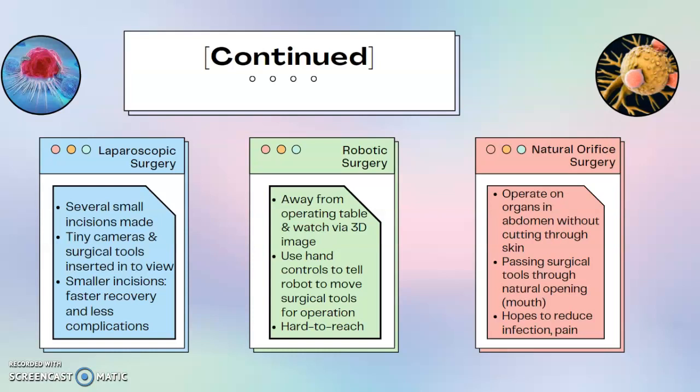And last but not least, natural orifice surgery, a treatment still being experimented on, is utilized to operate on organs in the abdominal area without cutting into the skin by passing surgical tools down a natural opening like the mouth. An example of this would be a surgeon passing tools down the patient's throat to the stomach and then making small incisions into the wall of the stomach, into the abdominal cavity where either a sample of the liver could be taken or the gallbladder, which is another organ, can be removed. With this form of surgery, doctors hope that it can reduce infection, pain, and other complications.